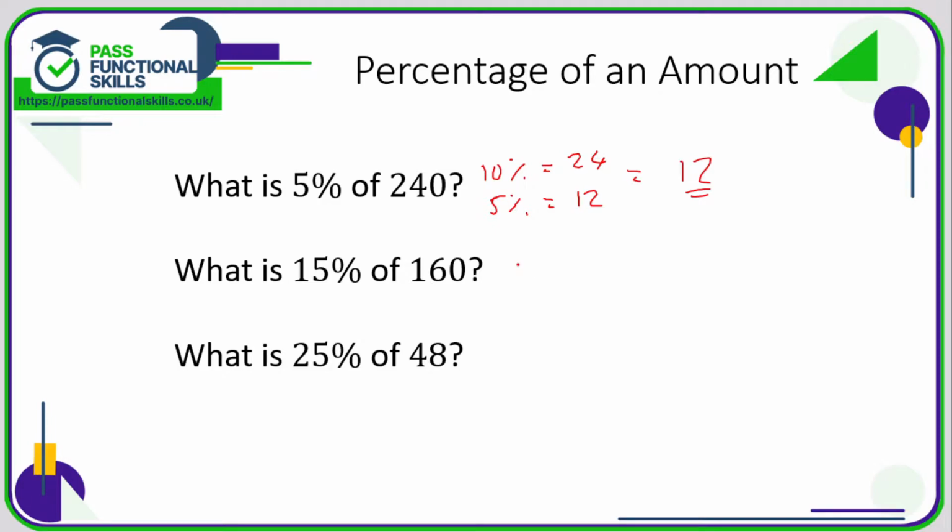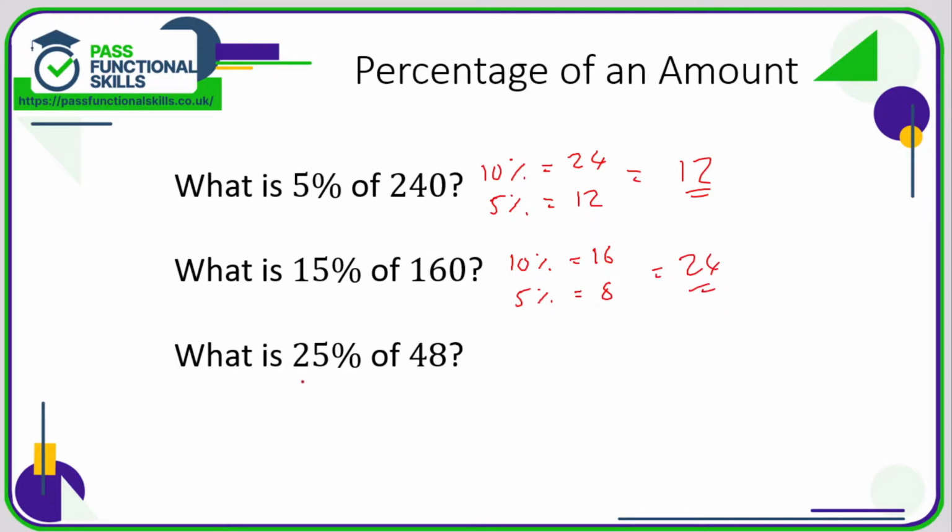For 15%, what you do is you work out 10% and separately work out 5% and add 10% and 5% together, because 10 plus 5% is the 15%. So 10% of 160 is 16, 5% is half of the 10% amount, so half of 16 is 8, 16 plus 8, 24.